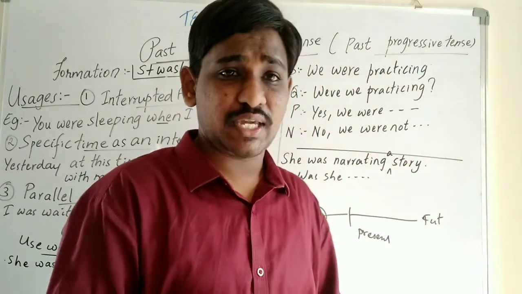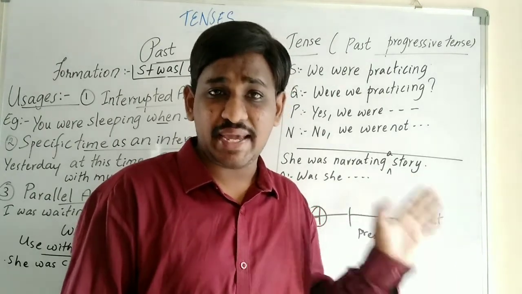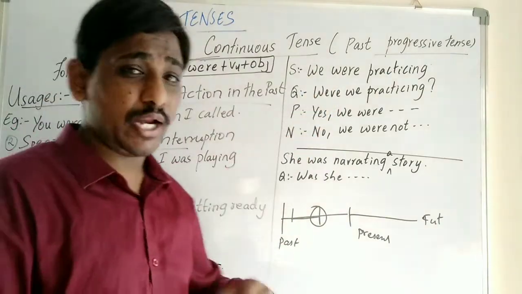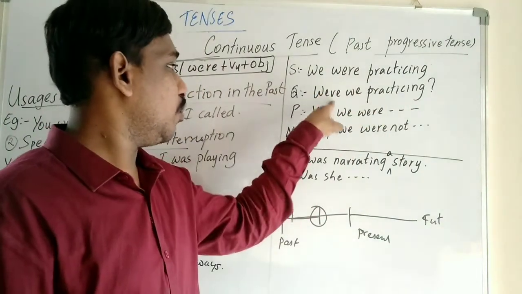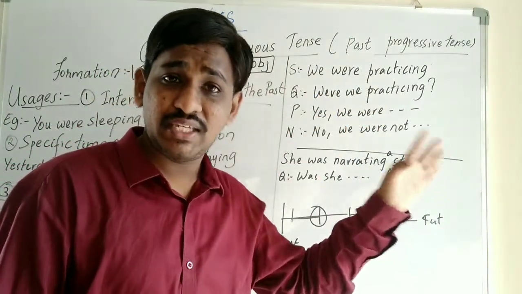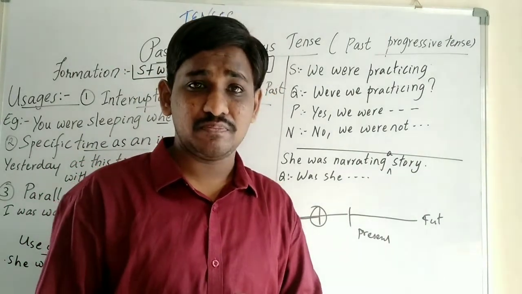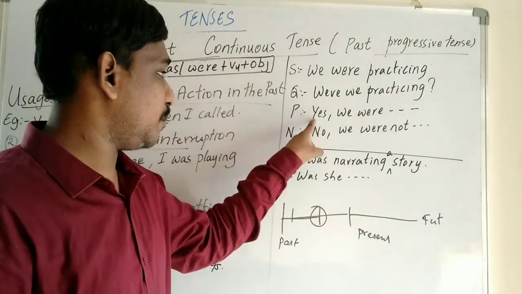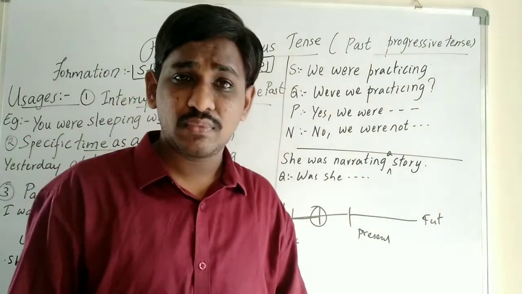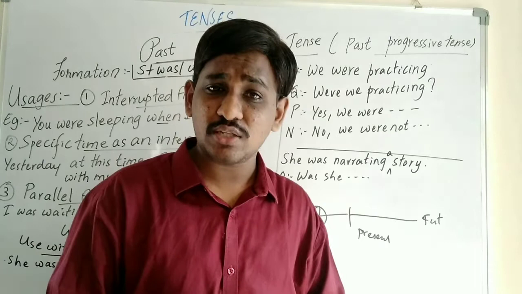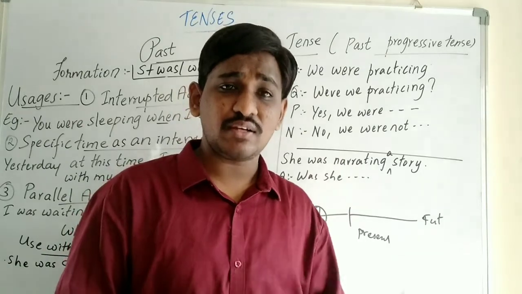Now let us see the formation once again, and how to make statements, questions, affirmatives or positives and negatives. Let us take one example. We were practicing for the game. So how to make a question? Were we practicing for the game? Yes, we were practicing for the game. No, we were not practicing for the game. So those are the positive yes and negative no. One more example. She was narrating a story. Was she narrating a story? Yes, she was narrating a story. No, she was not narrating a story.